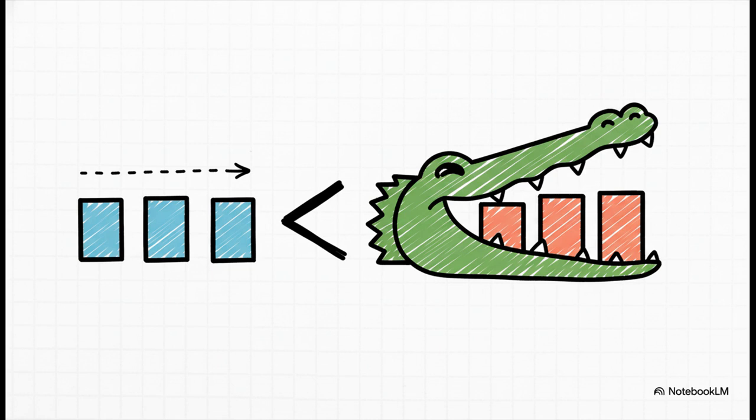Okay, on to the next one. As you can probably guess, this is the opposite. This symbol means less than. The alligator is still hungry for the bigger number, which is 5. But this time we're starting our sentence from the smaller number. So we read this as 3 is less than 5. It's the exact same idea, just written from the other direction.